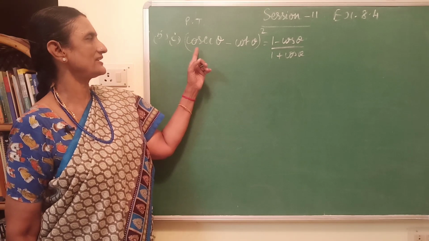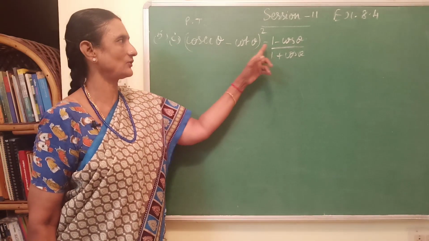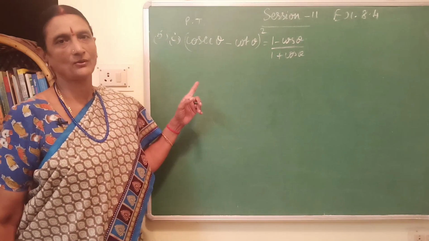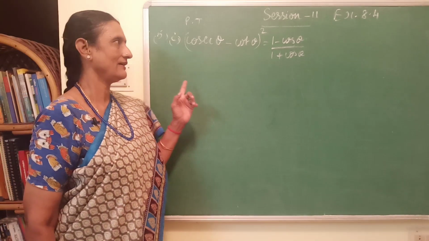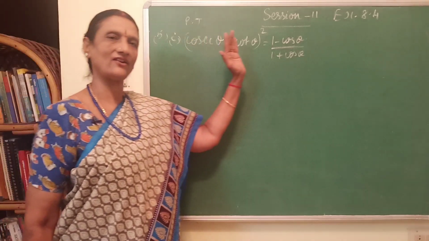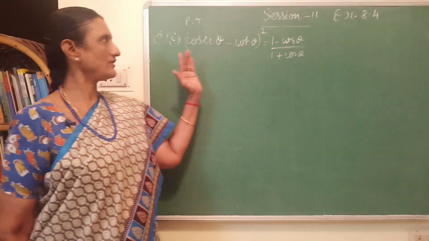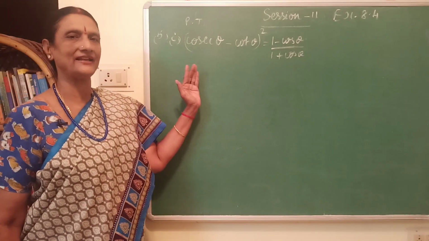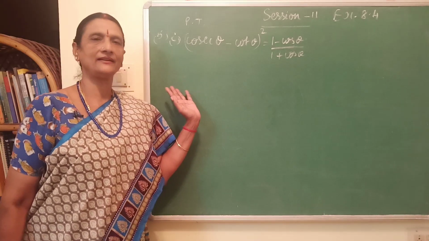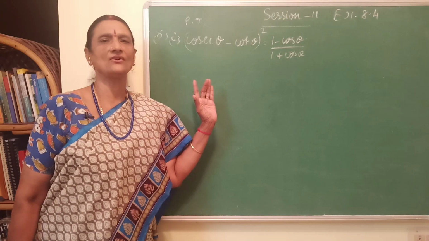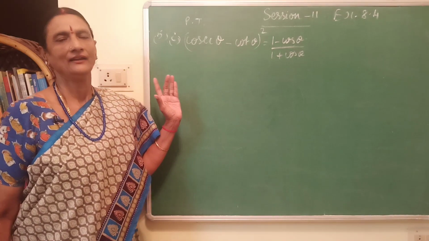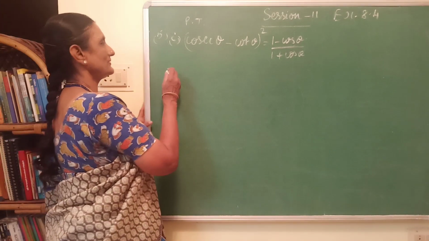The first subdivision is (cosec theta minus cot theta) the whole square is equal to (1 minus cos theta) divided by (1 plus cos theta), which you have to prove. So this has got a left hand side and also a right hand side. We will be taking up the left hand side now. After getting a value, we will simplify the right hand side also and try to match both. Okay, ready? Come on, take down this sum.